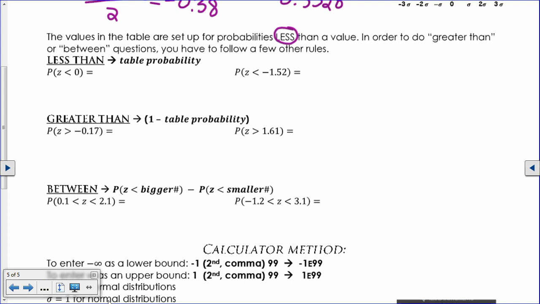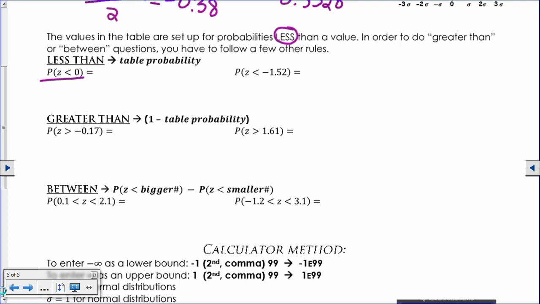So if it's a greater than, you want to do 1, which represents 100% for the full table, and then subtract away what you found from the chart. Okay? So let's go ahead and try these, and then we'll move on to the between in a second. This is the one where you guys just get to use the table. What does this mean? The probability that the z-score is less than 0. So if you see less than, go straight to your chart.